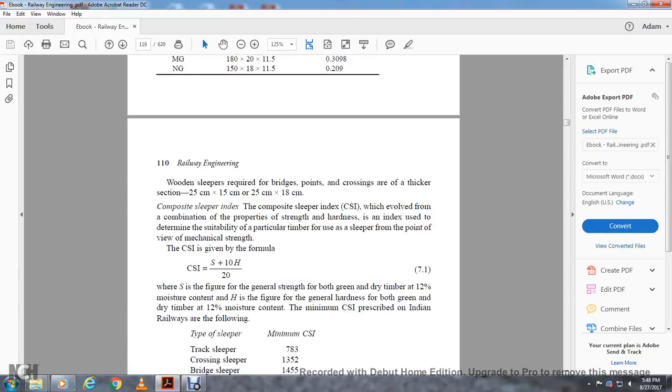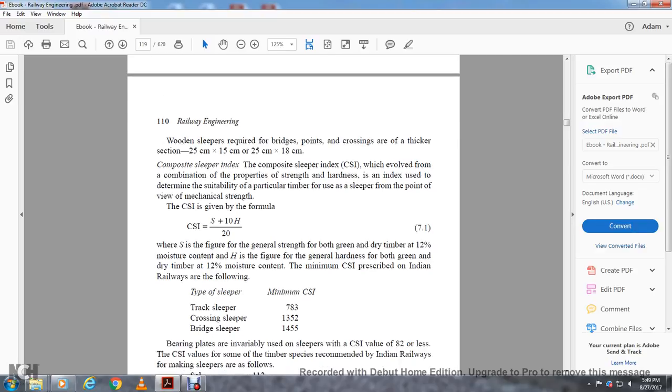Wooden sleepers required for bridges and points and crossings are thicker, with sections of 25 by 15 centimeters or 25 by 18 centimeters. The Composite Sleeper Index, which involves a combination of properties, strength and hardness, is an index used for determining the suitability of timber for sleepers from the point of view of mechanical structure. The CSI is given by the formula CSI = (S + 10H) / 20, where S is the figure for general strength of both green and dry timber at 12% moisture content, and H is the figure for general hardness for both green and dry timber at 12% moisture content.